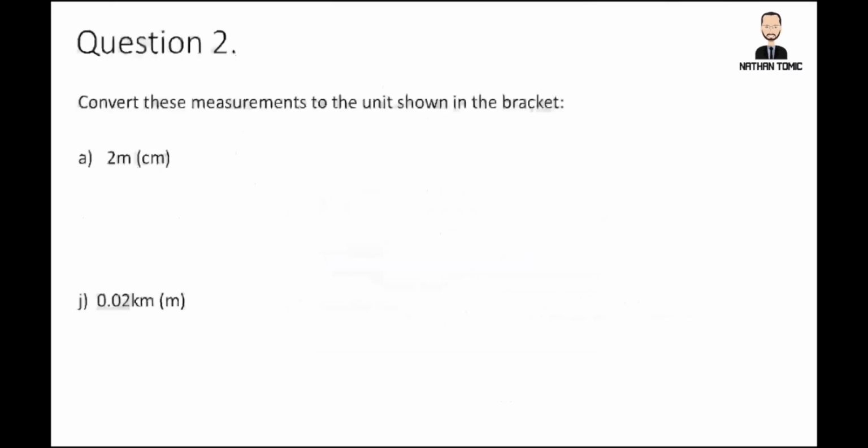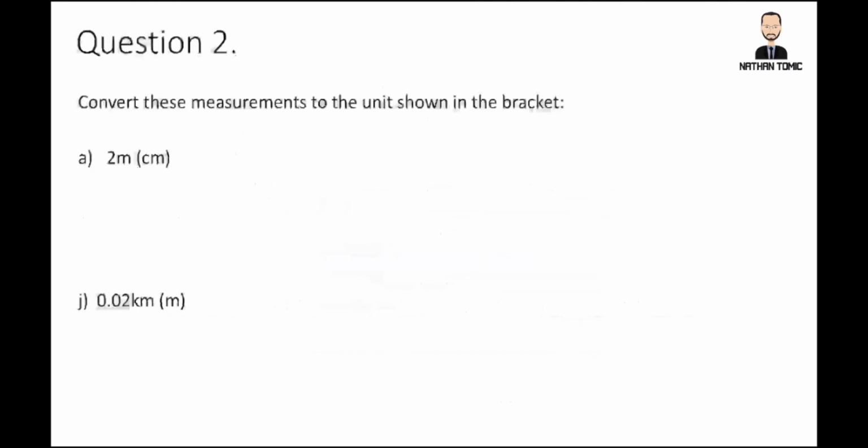So the first question you do is actually question 2, and it asks you to convert the measurements shown into the ones in the brackets. So A is saying 2m, which is 2 meters, into centimeters. And J here is saying 0.02 kilometers into meters.